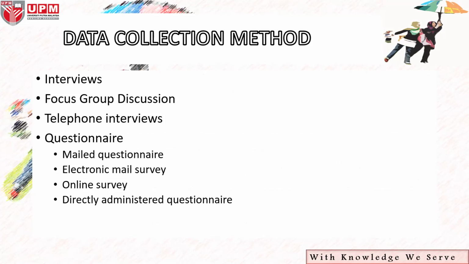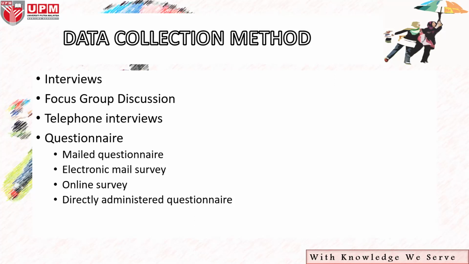Okay, so we have interviews, focus group discussions. You can also conduct the data collection through telephone interviews or questionnaire. Then you can choose different types of questionnaire administering. We can mail the questionnaire, electronic mail survey, online survey, directly administered questionnaire. And for each selection of data collection method or procedure, you need to provide justification.